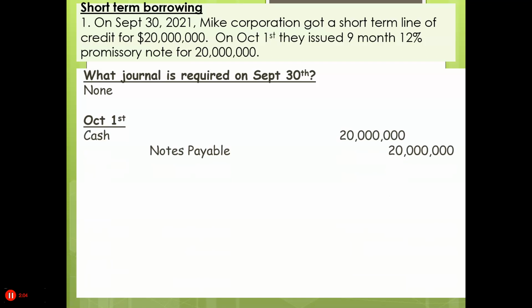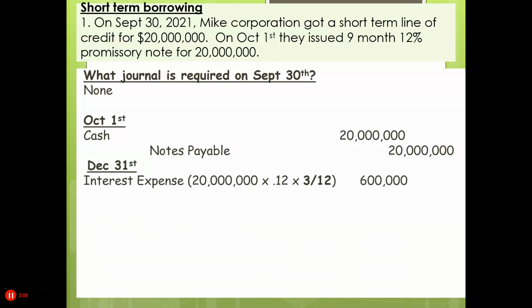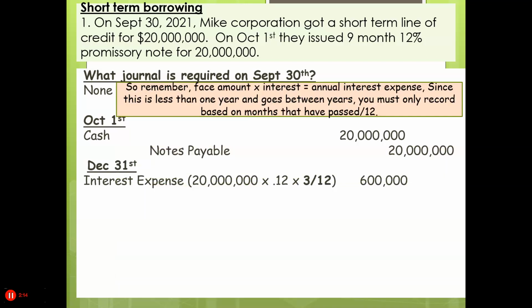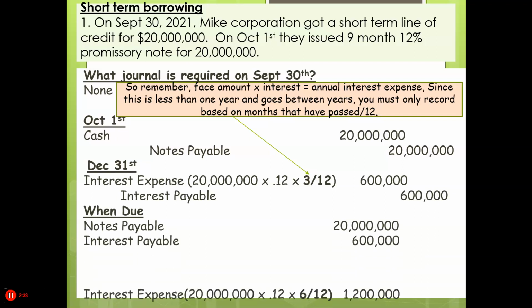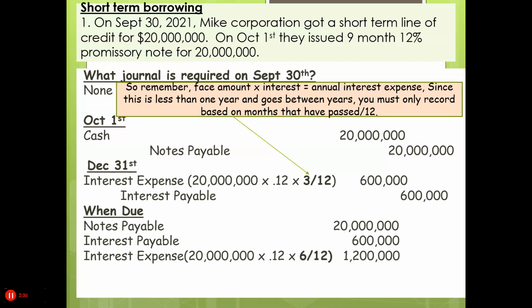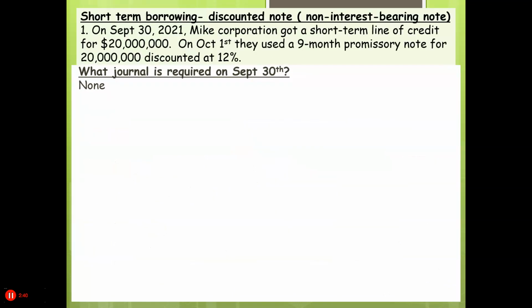October 1st, you're going to record the notes payable. December 31st, you have to accrue 3 months of interest because 3 months have gone by. So remember, it's not the face of the note times the interest. It's the face of the note times the interest times the number of months that have gone by. When it's due, you're going to take the notes payable off the books, book the interest payable, book the additional interest expense for the 9 months, and then credit cash.